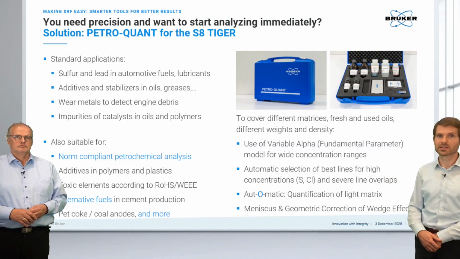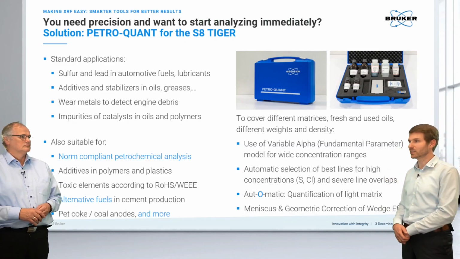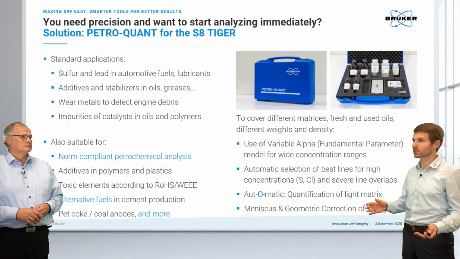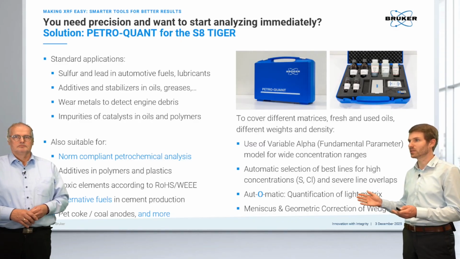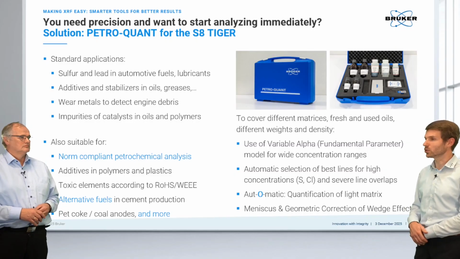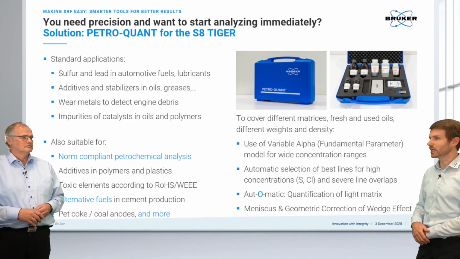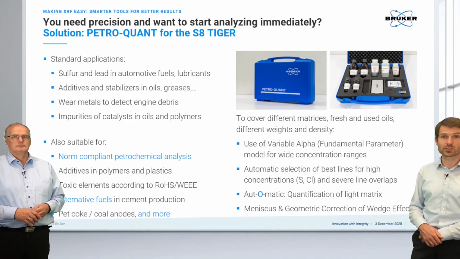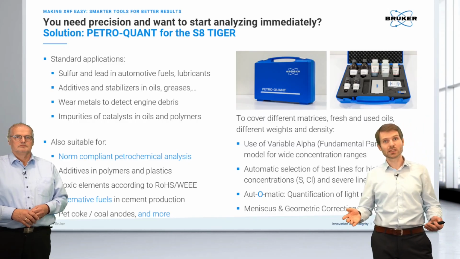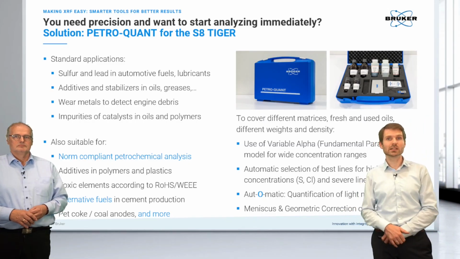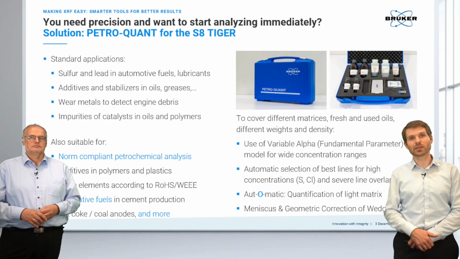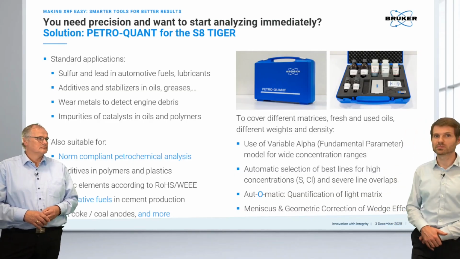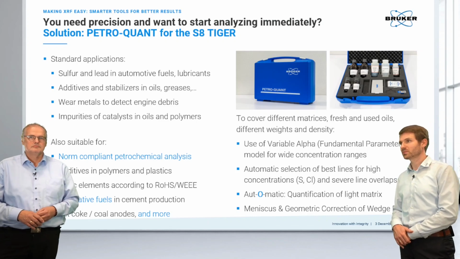And the power here comes again, like Kai described, from our software. So the combination of fundamental parameters with variable alphas, for example, and also our so-called automatic quantification of very light elements, including oxygen content, which can vary quite a bit. And if not calculated properly or not measured properly, then it would cause an artifact of your other lighter elements and influence those results.